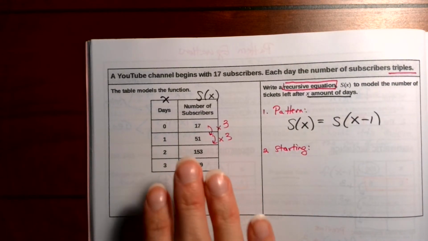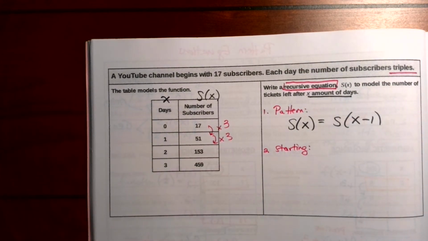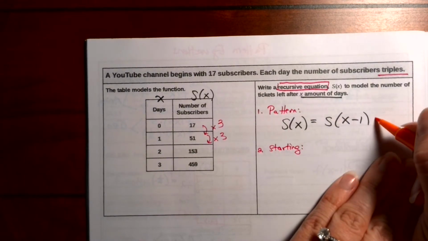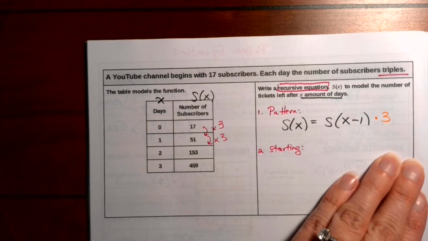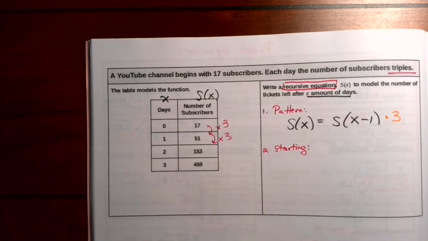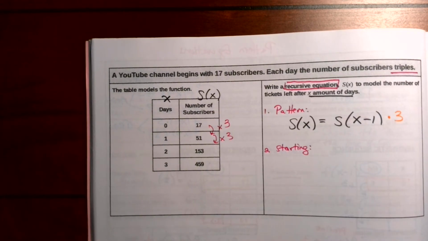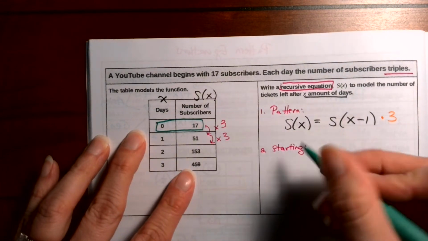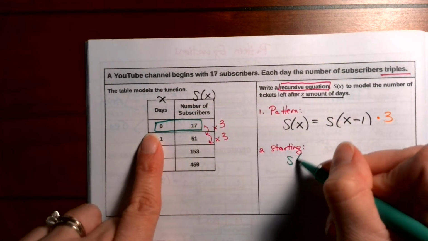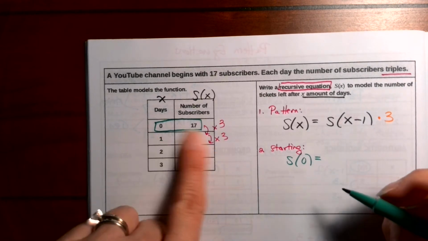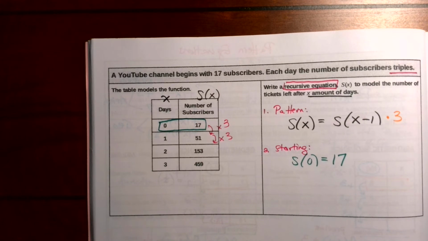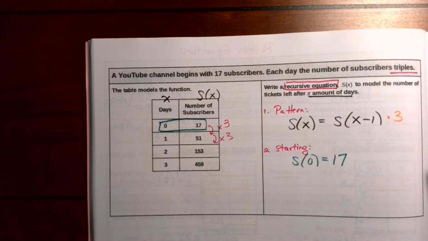Okay, now what's the pattern for this sequence? Times by 3. So I'm going to say times by 3. But you also have to say how this sequence started. So let's take the very first set of values here. What is S of 0? What was the starting number? 17. Okay, great job. Let's take a look at this one.